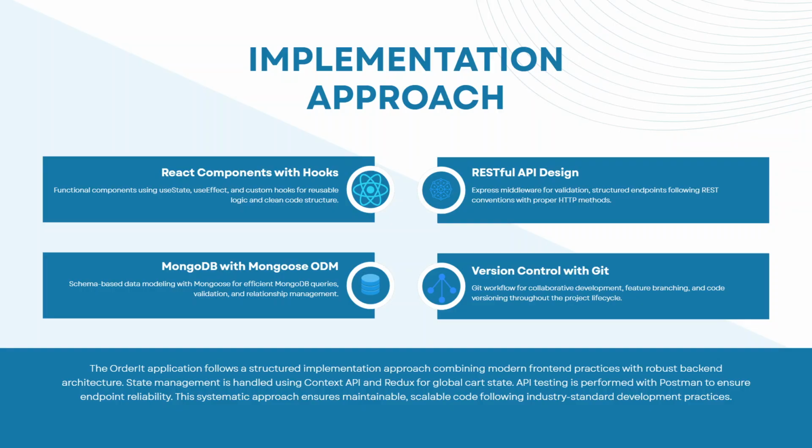MongoDB is used for database operations, obviously. Additionally, tools like Git are used for version control, and Postman is used for API testing. This structured approach ensures the application is scalable, maintainable, and efficient.